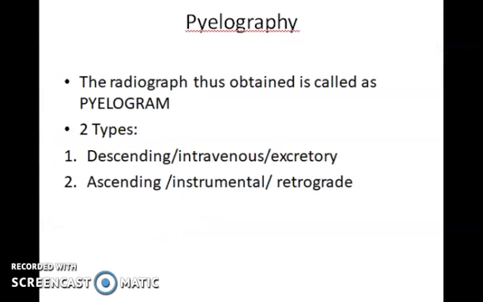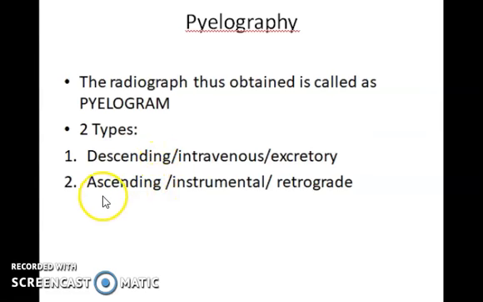Next is the pyelography. Pyelography, also called urography, is a radiological method in which the urinary tract is visualized. And the radiograph which is obtained is called a pyelogram. There are two types of pyelography, one is descending and one is ascending. Descending means we give intravenous fluid to the patient, it is excreted through the kidneys and descends down. So that's why it's called a descending type of pyelography.